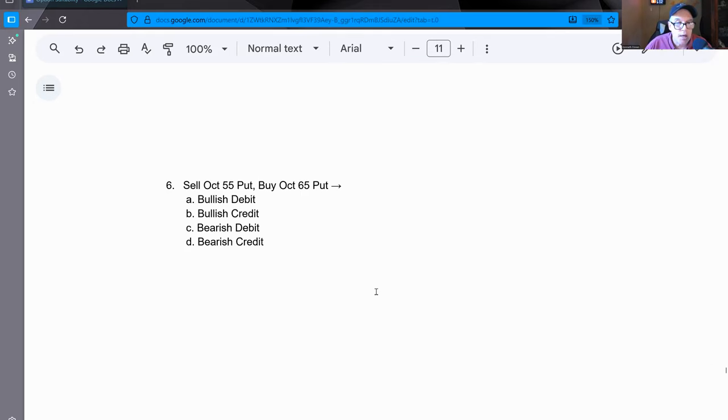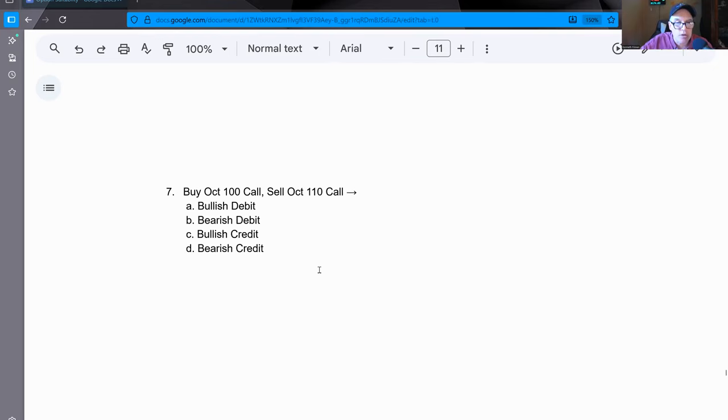6. Sell an October 55, buy an October 65. Same month, different strikes. The higher strike put is the dominant. Buy a 65 put. That's a debit. I want to widen. I want to exercise, and I'm bearish because I'm buying a put. Love it. Boom. So this is a bearish debit spread, C.